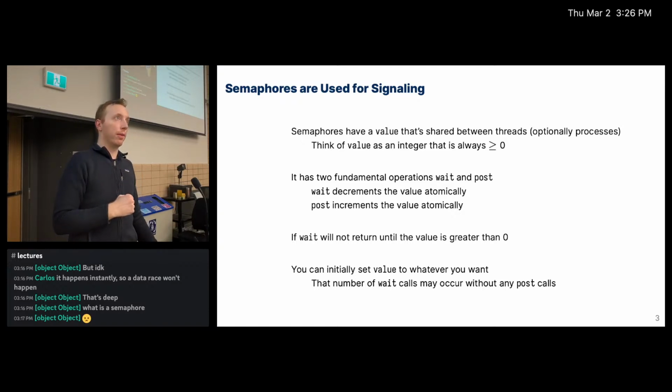Does the thread which called wait first get woken up first? I would have to check with the documentation. I think so. If it's currently 0 and it tries to call wait, it'd be like, okay, go on the queue, same with the mutex, and I'll wake you up in the order you tried.